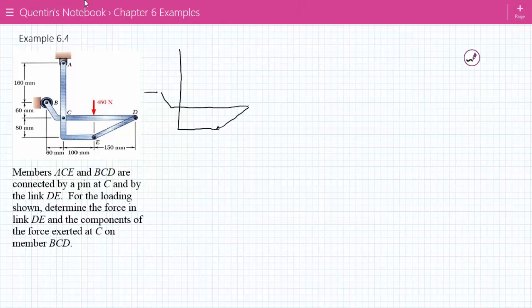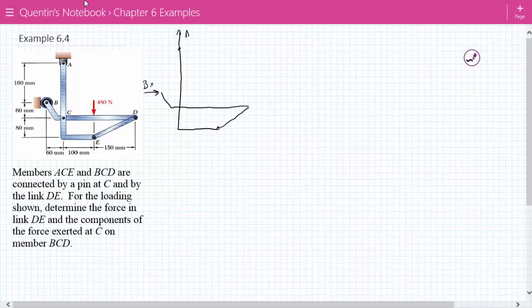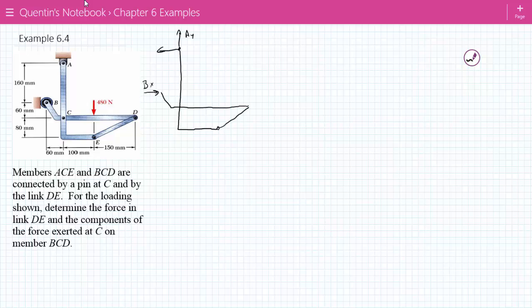Okay, so here we have BX, and here at A, we're going to have AY, and I can draw it because I'm pretty sure it's going to be this direction, AX. Okay, and we have our force here, and this is 480 newtons. So we're going to do our sum of the moments about A is equal to 0.